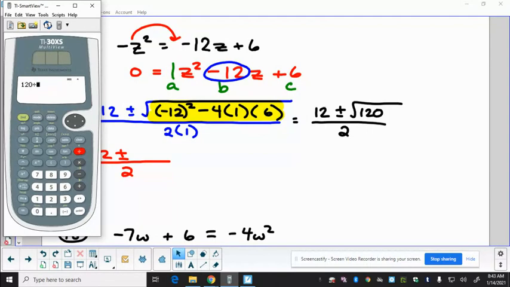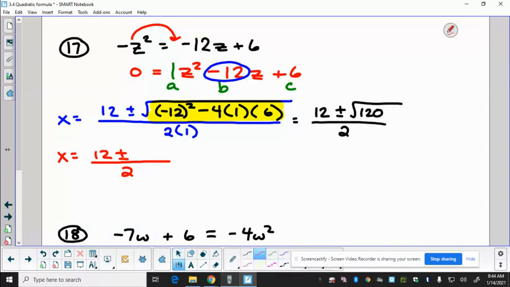Think about money. How about 16? No. How about 9? How about 4? That's going to work. 30. Okay. So 30 and 4 multiplied together work. So radical 4, radical 30. And now we can see that this is a 2. So this will be 12 plus or minus 2 rad 30 over 2.